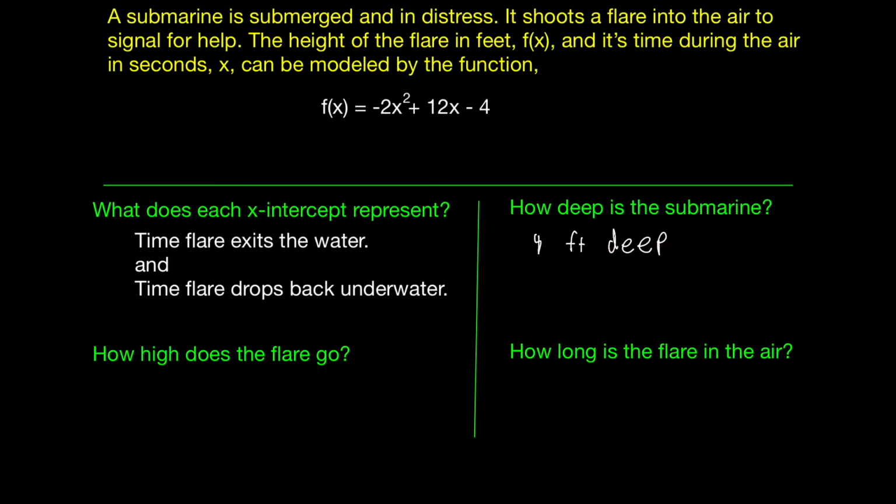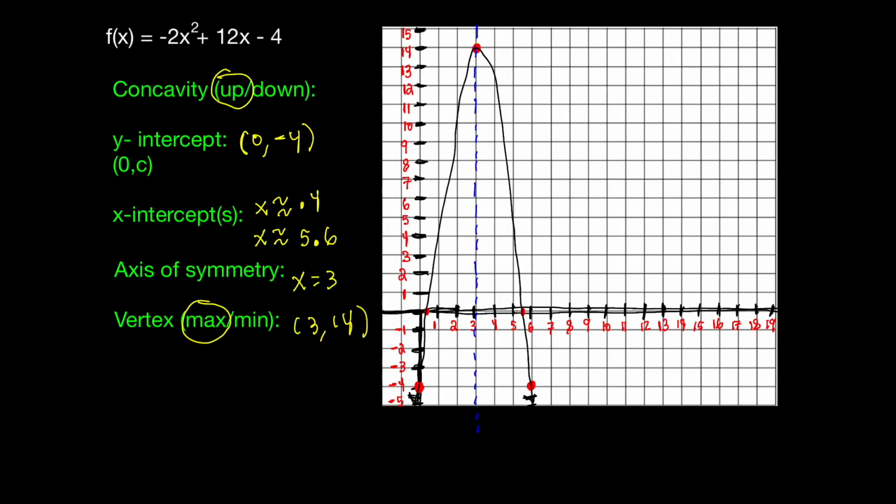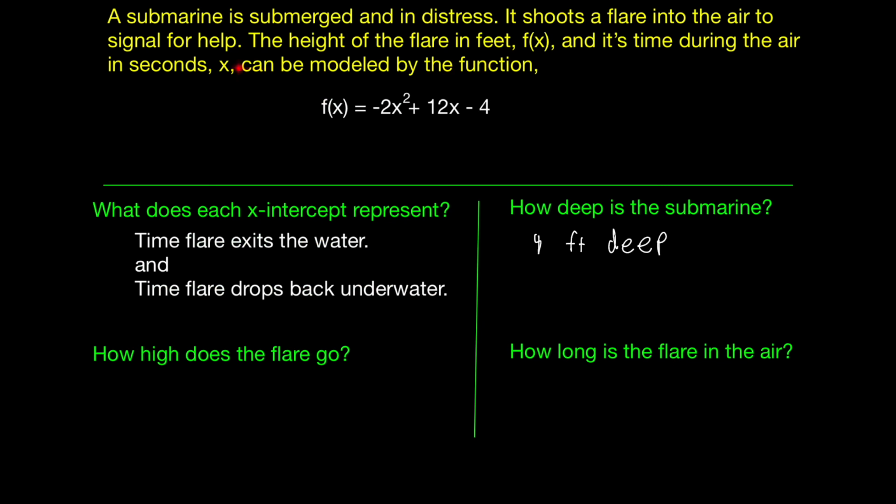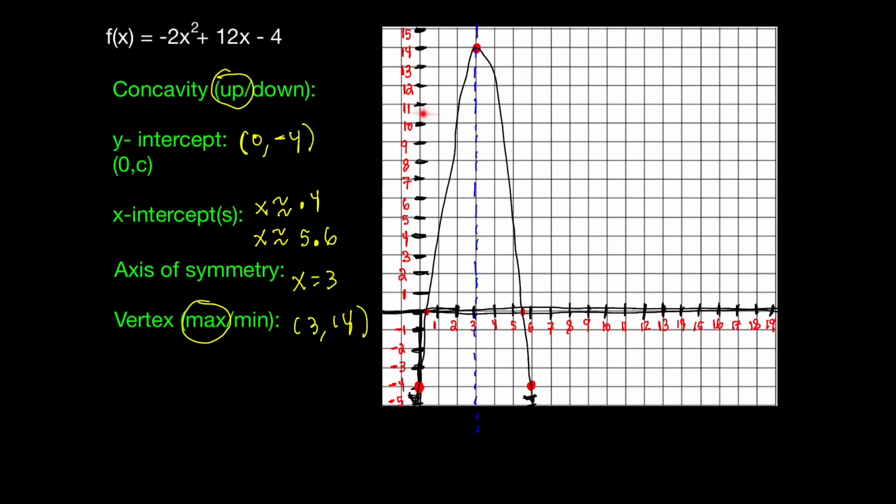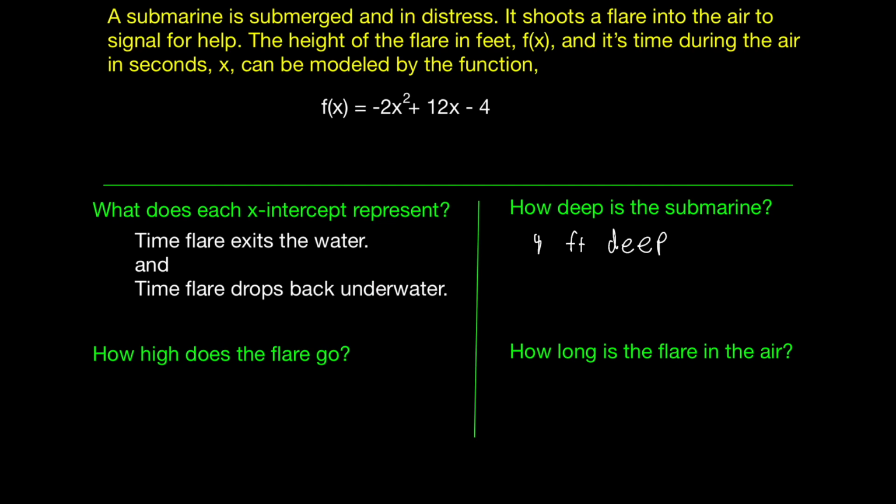Now, how high does the flare go? Well, the flare is going to peak at the vertex (3, 14), and x represents the seconds, f(x) represents the height. We want how high the flare goes, so we're going to be looking at the y-axis. And here we can see that that's going to be 14. So we're going to write 14 feet.